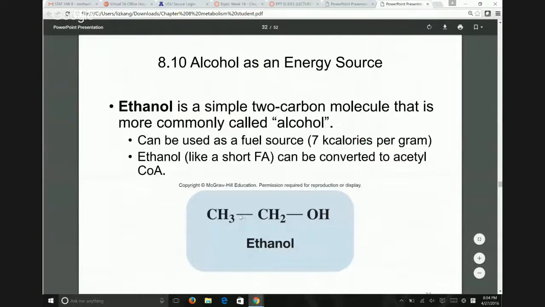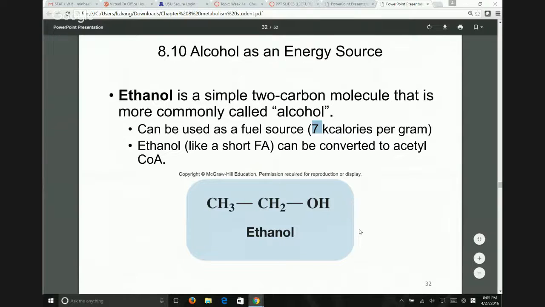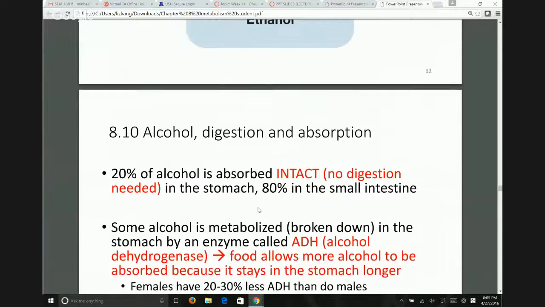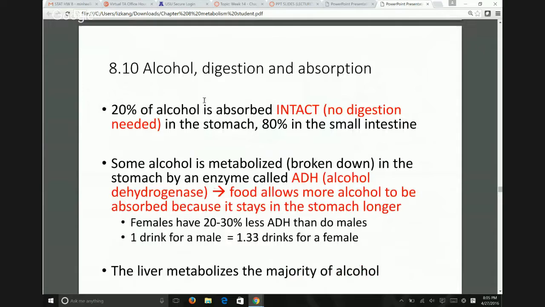Ethanol, so alcohol. The way you can recognize ethanol is there are two carbons and an OH. Whenever you see OL at the end of the name, that means it's alcohol. So ethanol is alcohol. It provides 7 calories per gram, and it can also be converted to acetyl-CoA, as we predicted, right? Alcohol is a little bit different from carbohydrate, protein, or fat because it doesn't need digestion. It just gets absorbed right away.